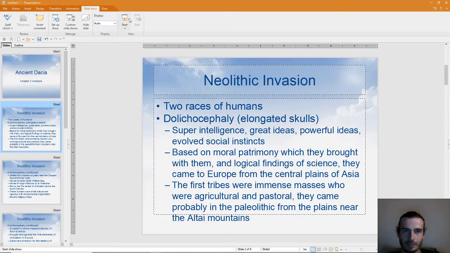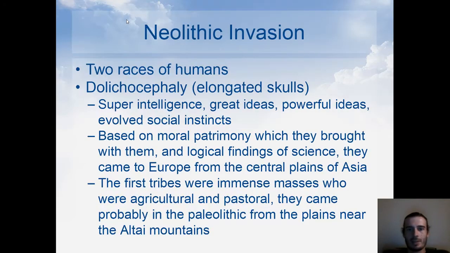So, they had elongated skulls, dolichocephaly. They had superior intelligence, they had great ideas, powerful ideas, evolved social instincts. They were a patriarchal society. This is the culture they brought with them, and they had a scientific perception of reality based on logical findings. And according to Densușianu, they came from central plains of Asia to Europe.